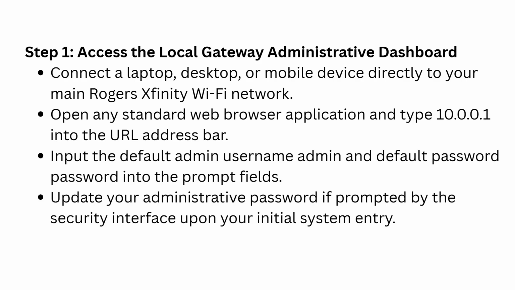Step 1. Access the local gateway administrative dashboard. Connect your laptop, desktop or your mobile device directly to your main Rogers Xfinity Wi-Fi network. Open any standard web browser application and type 10.0.0.1 into the URL address bar. Input the default admin username admin and default password as password into the prompt fields. Update your administrative password if prompted by the security interface upon your initial system entry.